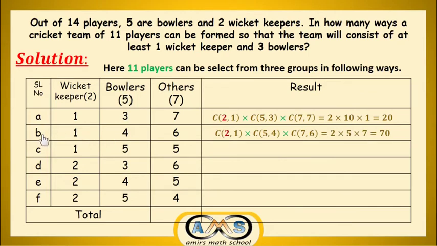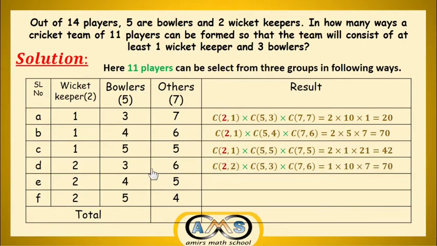For the second case, that is select 1 from 2, that is C21, select 4 from 5, that is C54, and select 6 from 7, that is C76. So the value is 70. For third case, that is C21 and C55 and C75, which is equal to 42.